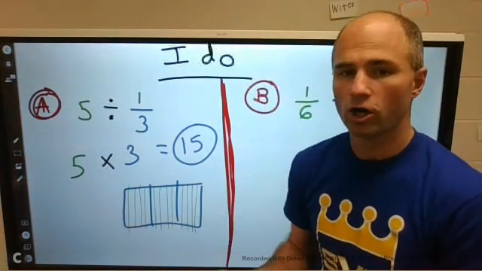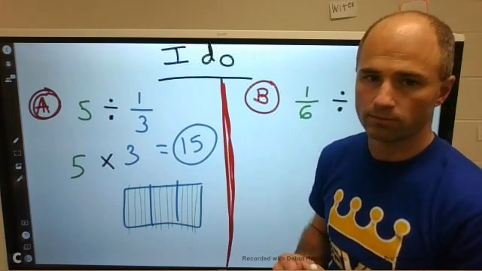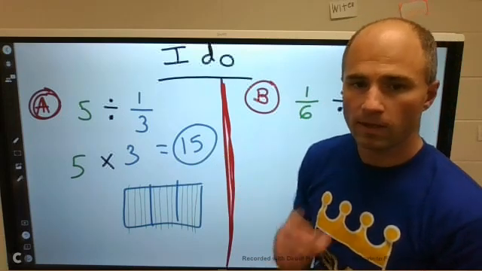How many parts are there going to be? And that is where the 15 comes from. Let's move on to B.